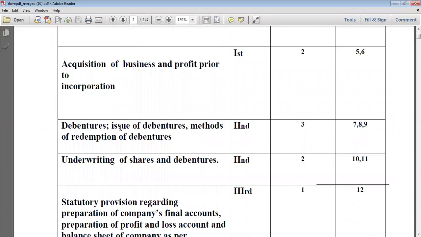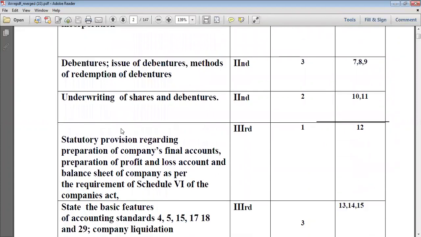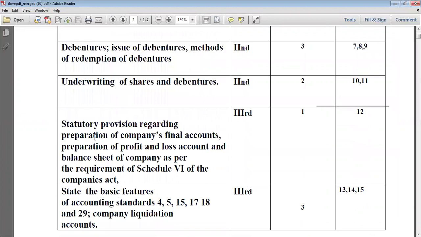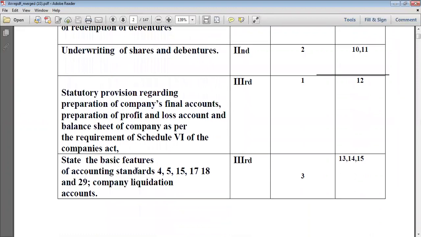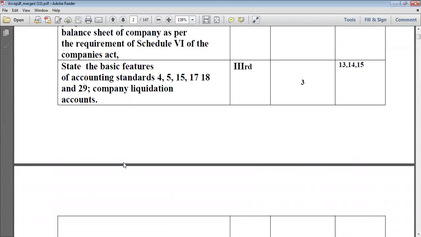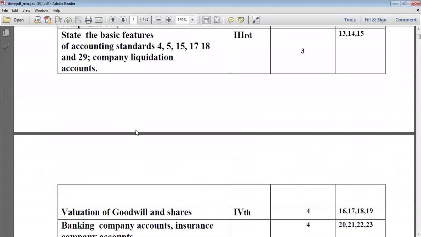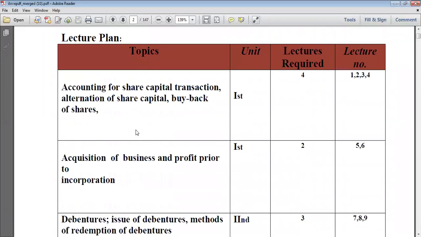debentures, issue of debentures, methods of redemption of debentures, underwriting of shares and debentures, statutory provision regarding preparation of company's final account, preparation of P&L account, balance sheet as per Schedule 6 of Companies Act, features of accounting standard 4, 5, 15, 17, 18, 29, company's liquidation account, valuation of goodwill and shares, and banking company accounts and insurance company accounts. So all these topics we will cover in our online lecture series.